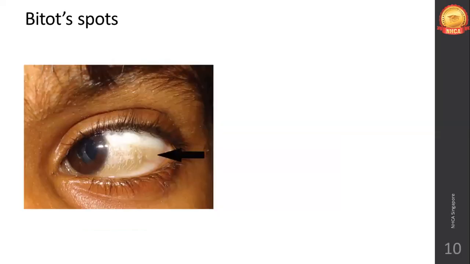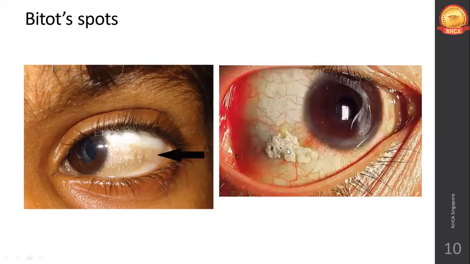Next, we have Bitot spots. Bitot spots are of two types. One has brown colored spots, and the other has cream-like, cheese-like, foamy textured spots in the eye. Bitot spots are also reversible. They are very commonly seen in preschool children who are deficient in vitamin A, along with conjunctival xerosis.